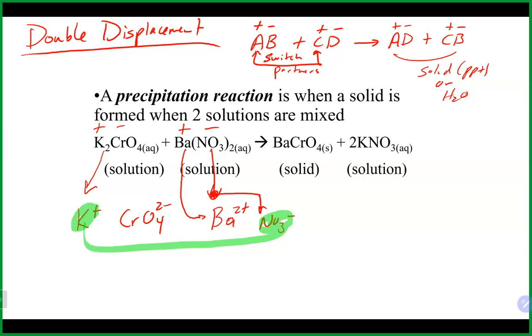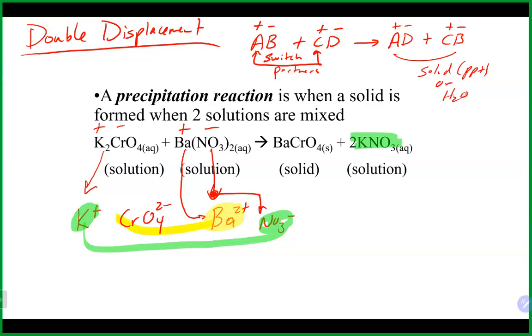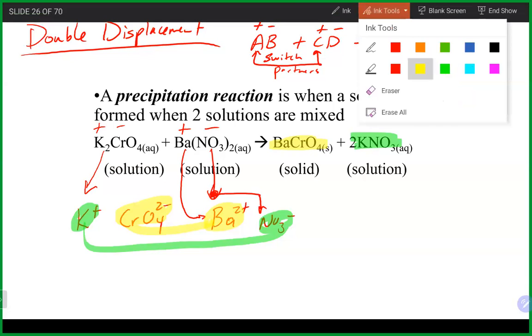And that is what happens to make this guy right here, which is our potassium nitrate. Those two guys come together. That leaves us our other combination that can occur. This positive guy is going to go find that negative guy, right? And that is going to make this guy right here. And that is basically your double displacement reaction in a nutshell. The result of that is that one of these guys, in this case the barium chromate, actually makes a solid when they come together. And that is also known as a precipitate.